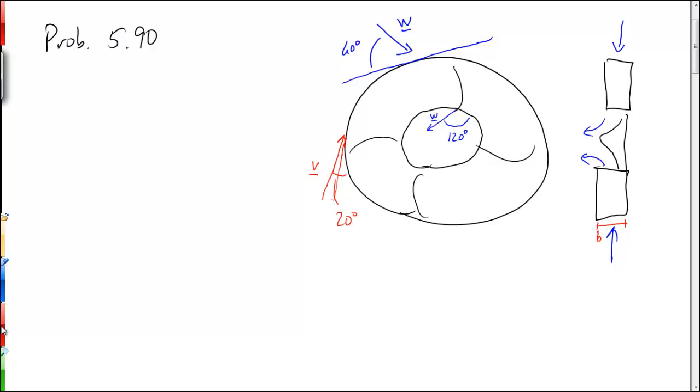Let's see, we're told some more things about this. We're told that the radius of the inner diameter is 2 feet, and we're told that the radius of the outer, which turns out to be the inlet in this case, is 4 feet. We're told that it rotates in a clockwise direction at 50 RPM. And we're told that the flow rate, Q, is 20 cubic feet per second.